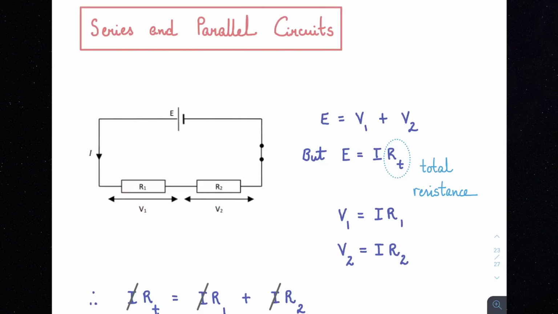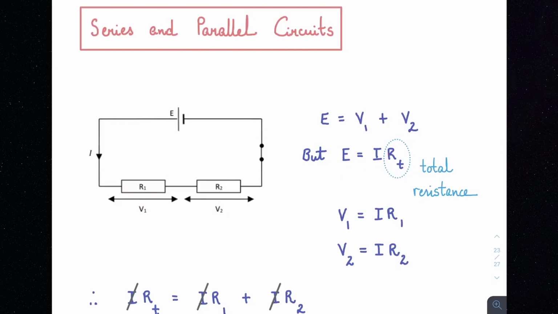So, we know that the sum of voltages across each resistor must add up to the battery's EMF. Hence, E is equal to V1 plus V2. Now, applying V equals IR on each term, we get that the battery's EMF is equal to the current I multiplied by RT, which denotes the total resistance in the circuit. So here we are using the equation V equals IR with total values: battery's EMF, current through battery, total resistance in the circuit.